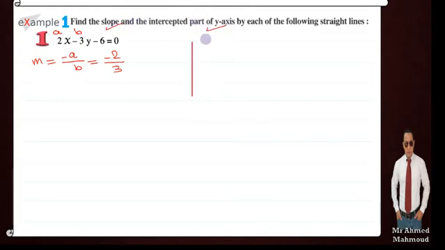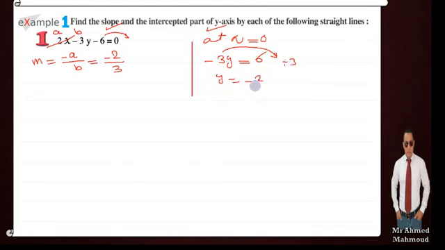Okay, now I need to find the y-intercept. So I will put x equal 0. The equation at x equals 0, so I will cross out x like this. The equation will be negative 3y minus 6 equals 0. Okay, negative 3y equals 6, I will send negative 6 there to be positive 6. Then I will divide by negative 3. So y equals negative 2.